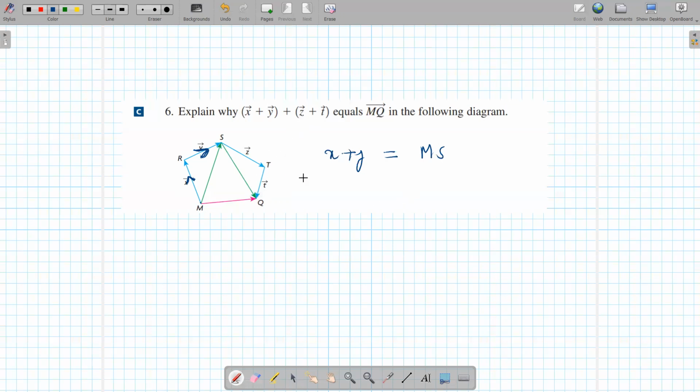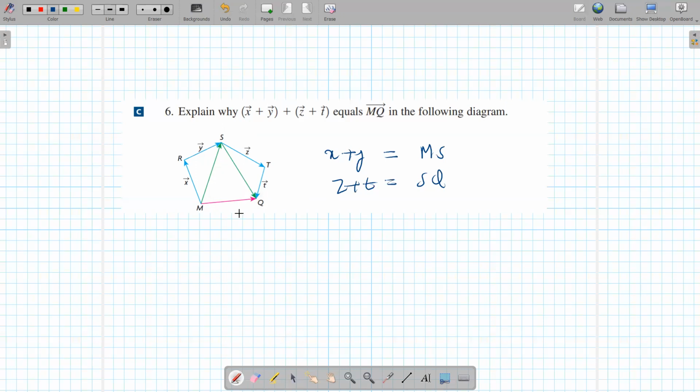What about Z plus T? What does that give? Z is here, T is going this way. If you add these two, what does that give? QS. Nope. Look at the direction, not QS. It always starts here from the first vector, right? It's going this way. It's not QS. What is it? It's SQ. Yeah, exactly. SQ. The direction matters. The path doesn't, but the direction does.